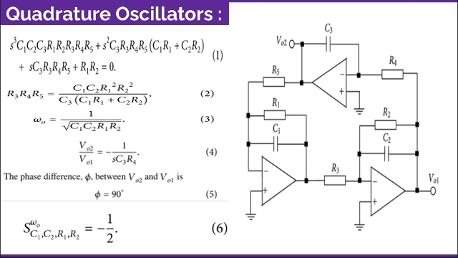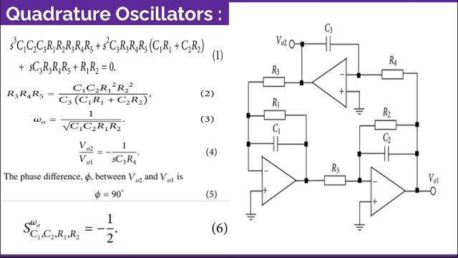As you can see, this figure shows the first proposed quadrature oscillator circuit. The characteristic equation of this circuit can be expressed as given here: S cube C1 C2 C3 R1 R2 R3 R4 R5 plus S square C3 R3 R4 R5 into (C1 R1 plus C2 R2) plus S into (C3 R3 R4 R5 plus R1 R2) equals 0. We mention this as equation number 1 from the circuit diagram.